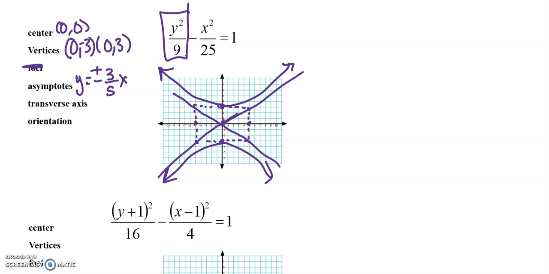Our transverse axis is the y here. It's going to cross over the x. So it's going to be the y-axis. And that equation, if they ask you, is x equals 0. It's going through x. And the orientation is vertical. Okay? It opens on the y, so it's vertical.